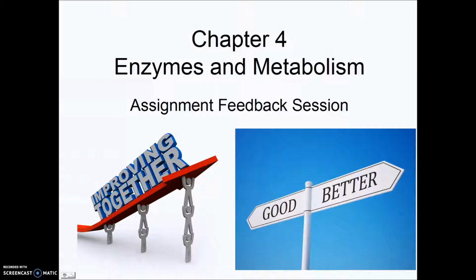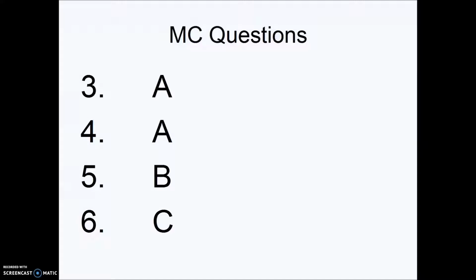你本書嘅第25頁. So we are now going to talk about the chapter 4 assignment, and probably we shall go through all questions, to make sure that we all understand the questions and the answer. So please copy the MC questions answer first. Okay, MC question 3, 4, 5, 6 is A, B, C.